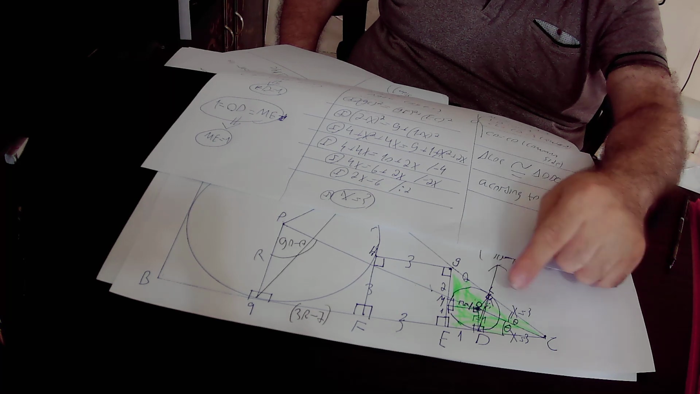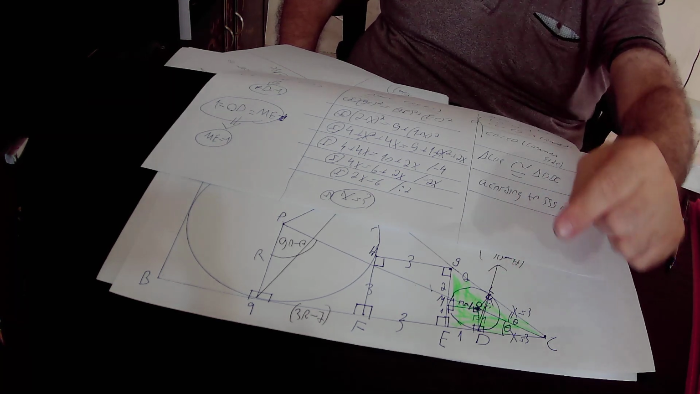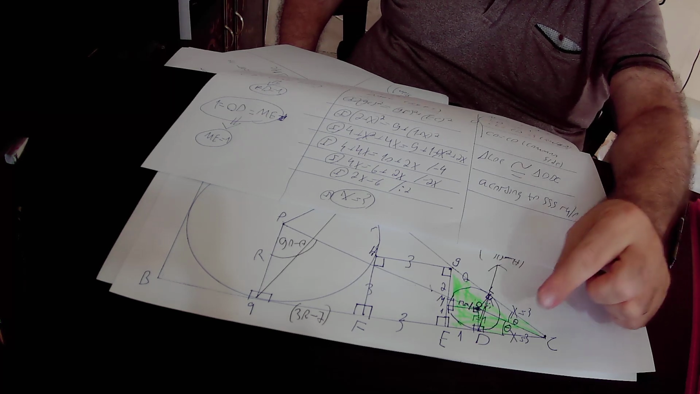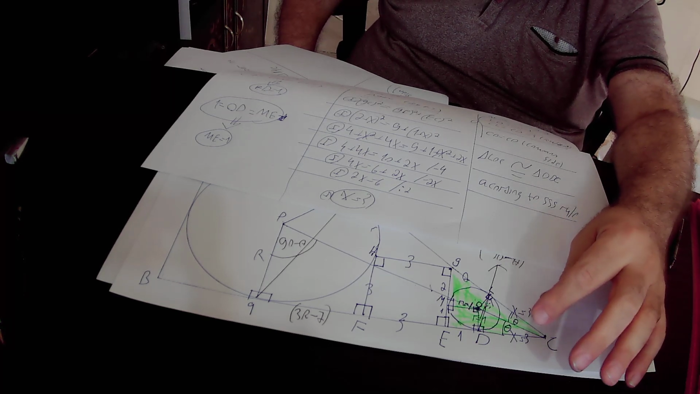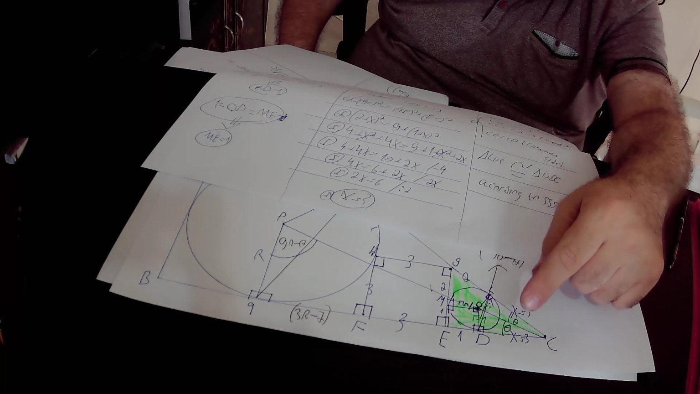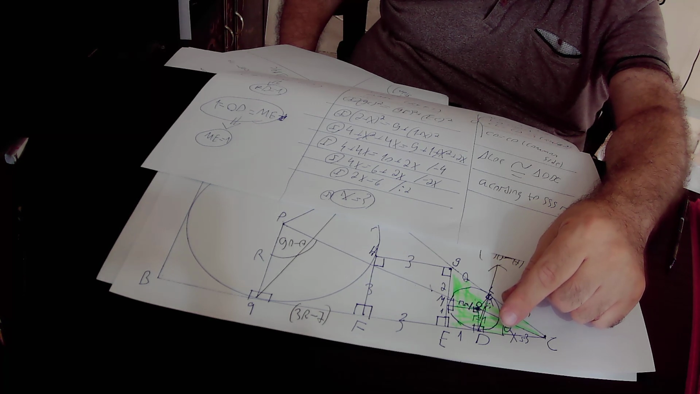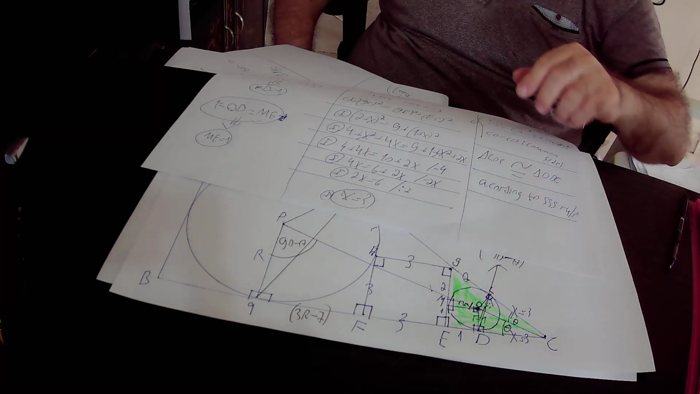Then we joined point C and O together by a straight line. And we created here two right triangles, triangle CLO and triangle CDO. We proved that those two right triangles can go into each other according to side rule.